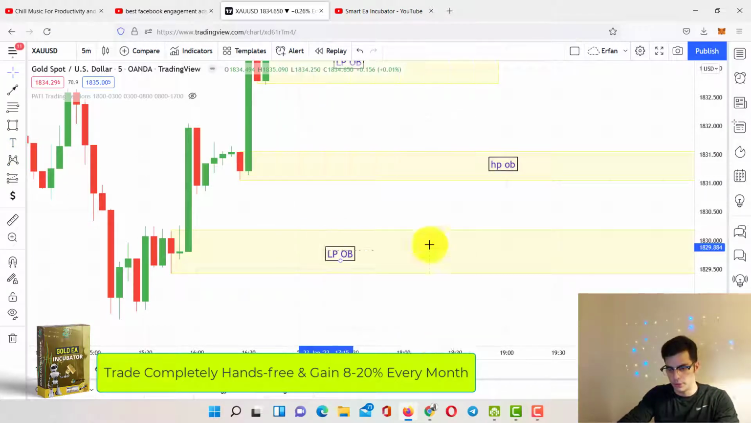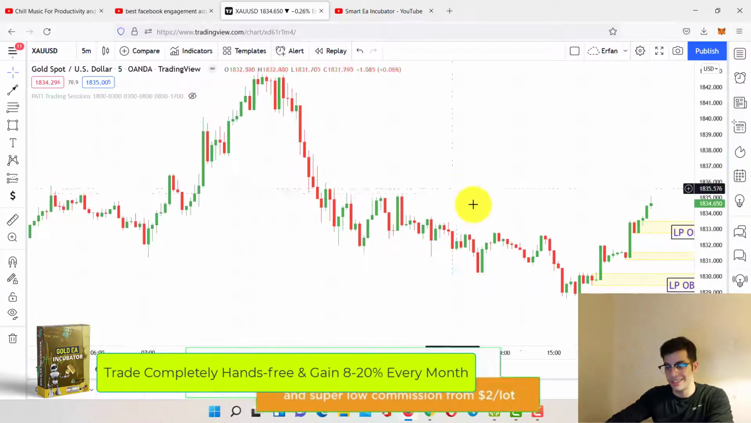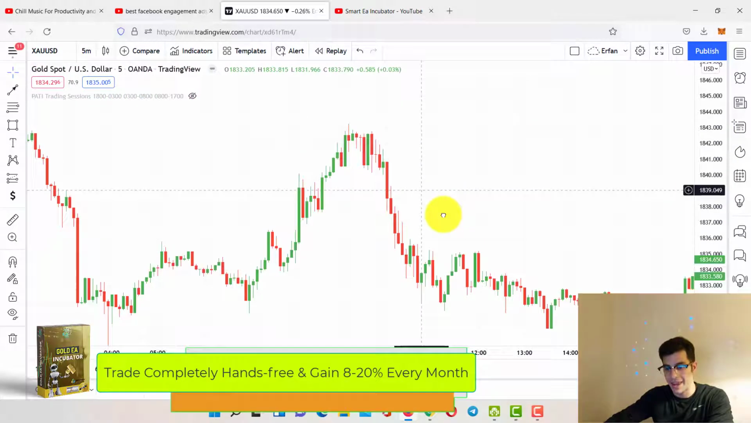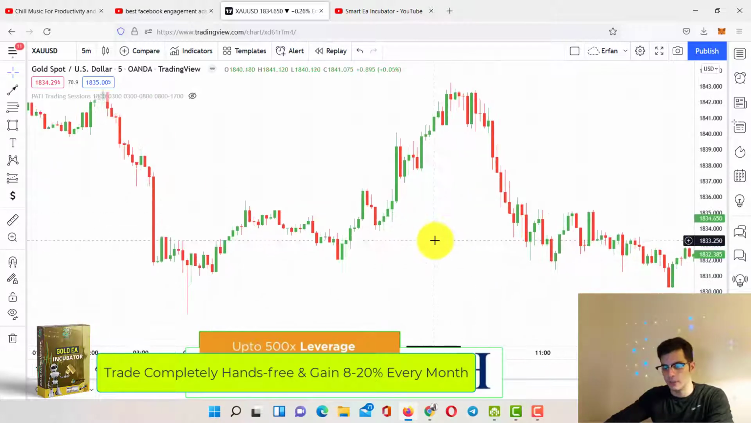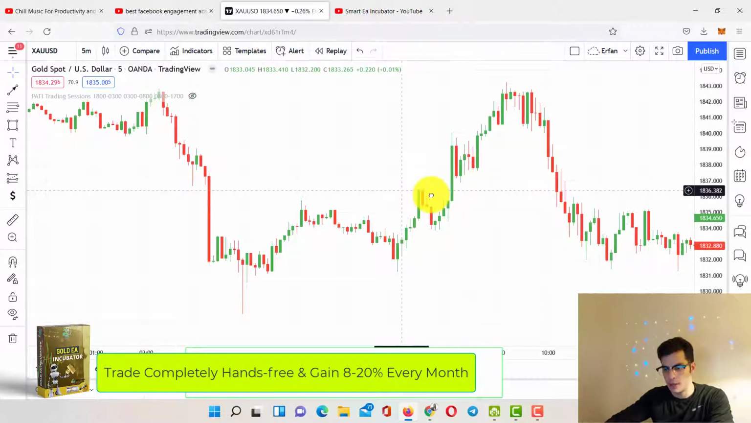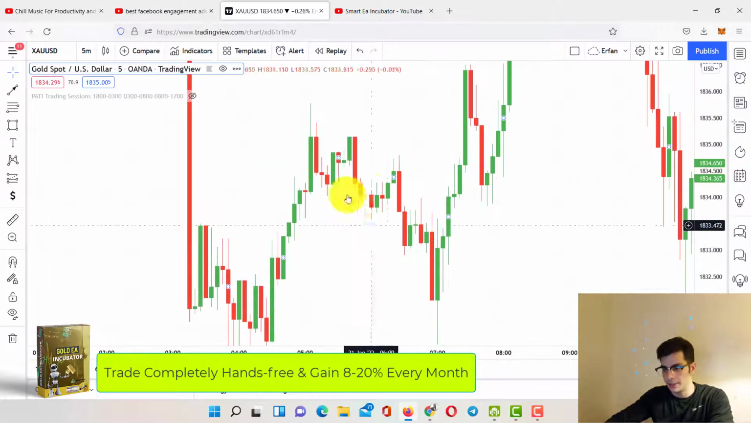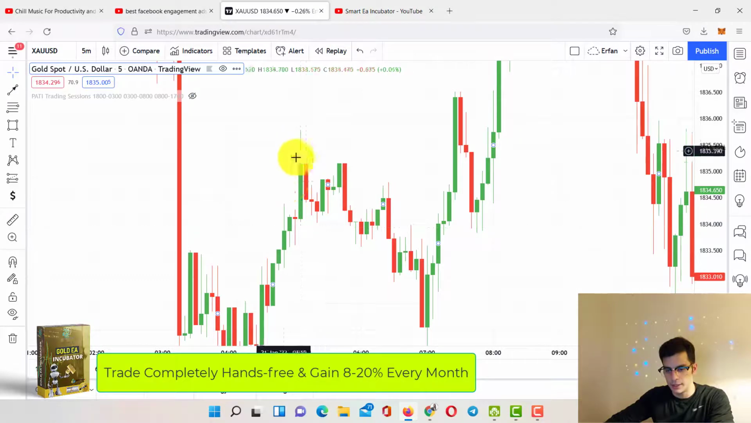We're going to go over some high probability and low probability order blocks in this pair, which is gold 5-minute time frame, and I'm going to show you some examples of what makes it a high probability order block and what makes it a low probability order block, and I hope that you can have a better understanding. So for example, let's see.